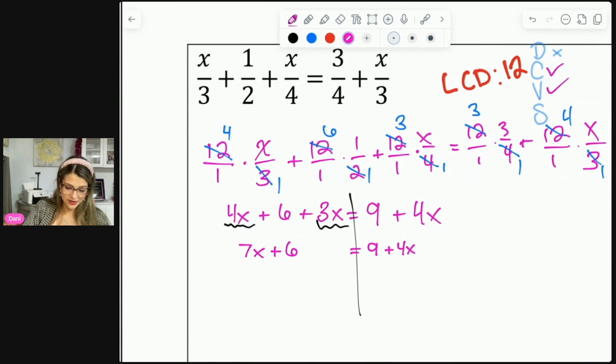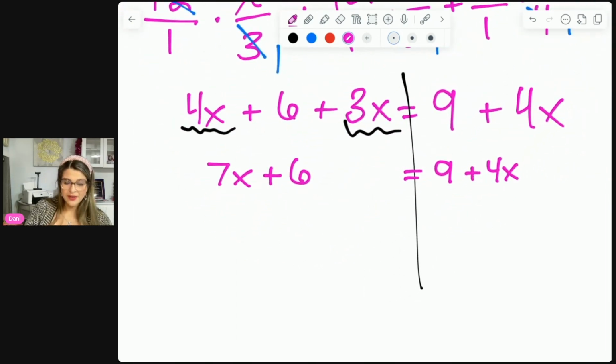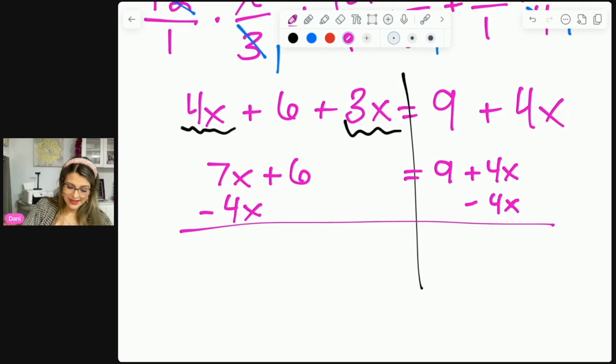We got to get there. So I'm going to elect to move that plus 4x because that will make it so that I don't have a negative x that I'm working with. Now, you can't always avoid negatives, but if we can, we will. All right, so that cancels out. 7x minus 4x is 3x.